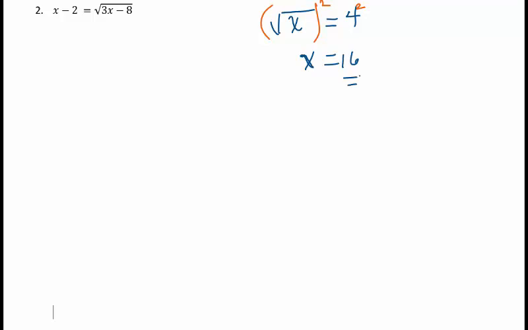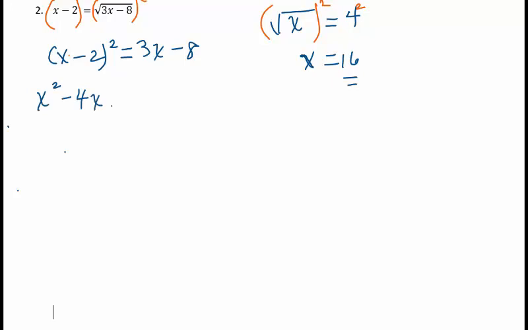Okay, so we're going to use a similar technique for this problem in that we will start by squaring both sides. And we have x minus 2 squared on the left, and then just 3x minus 8 on the right. And then at this point we're trying to isolate x, and the first thing that I'll do is to square the binomial. So x minus 2 squared is x squared minus 4x plus 4, and is equal to 3x minus 8.